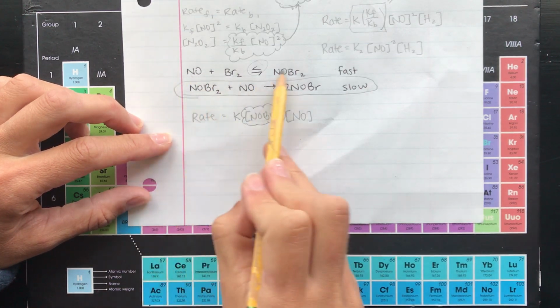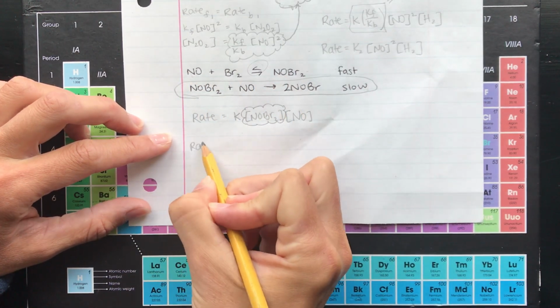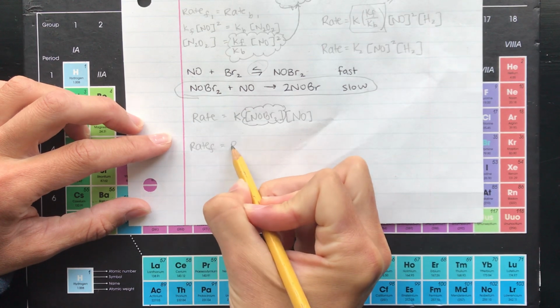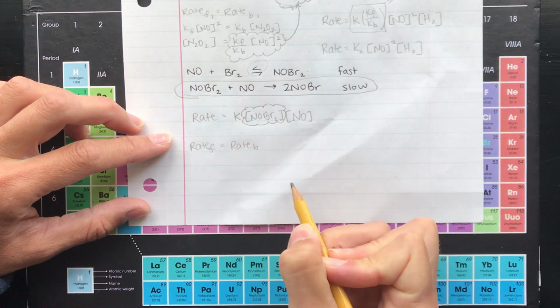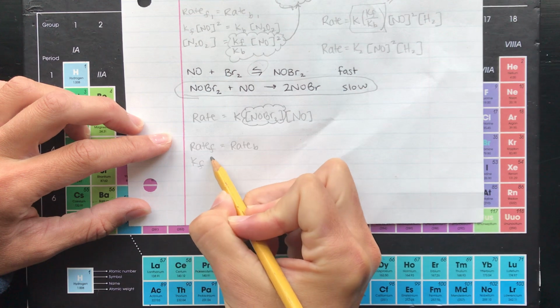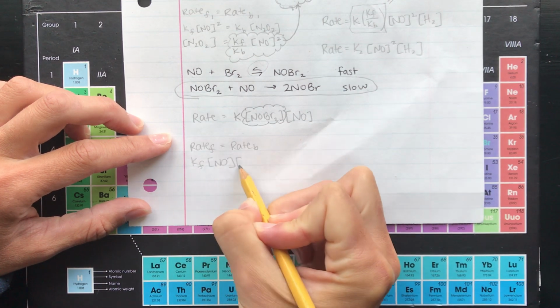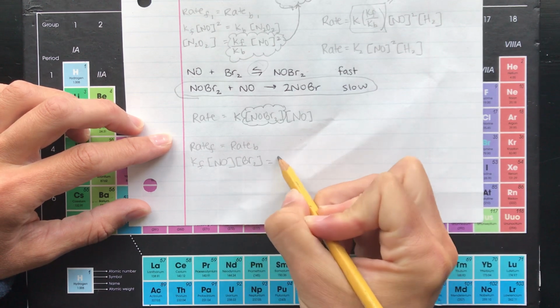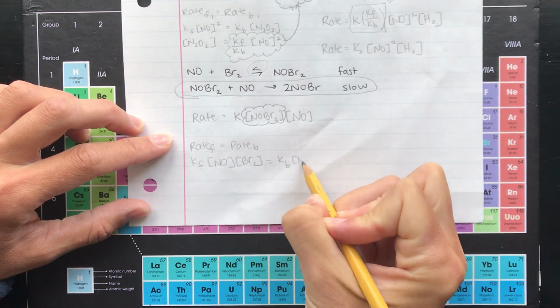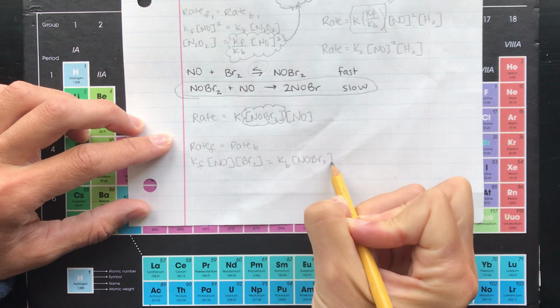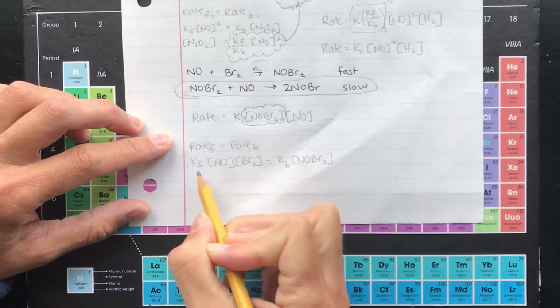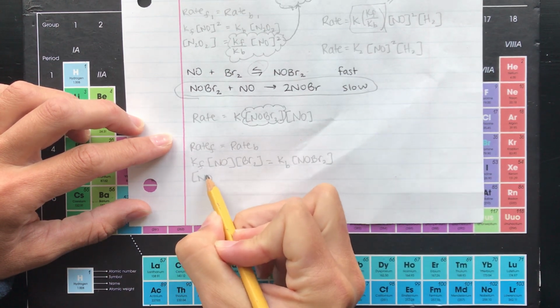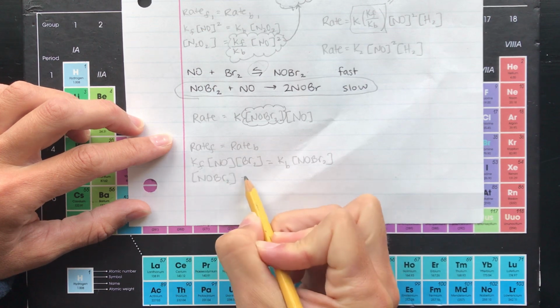Let's go back up to the step before. Assume that the forward rate equals the backward rate. I can then do exactly what I did above. There's the rate law for the forward step. Set it equal to the rate law for the backward step. Solve for the intermediate I'm trying to replace.